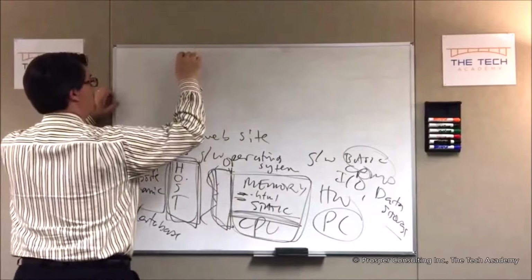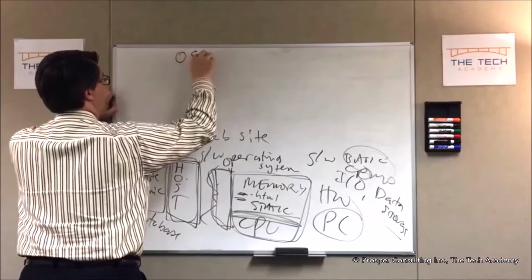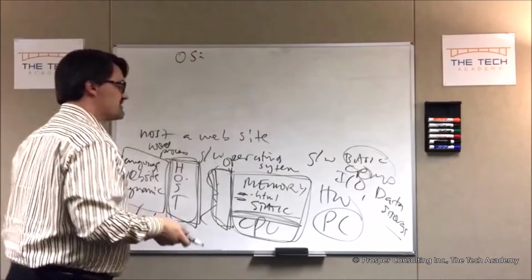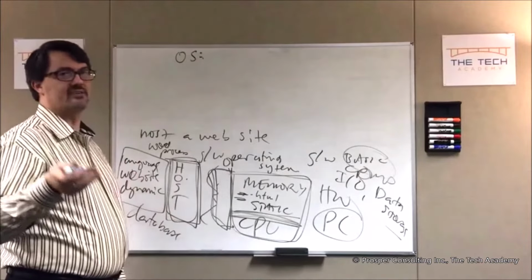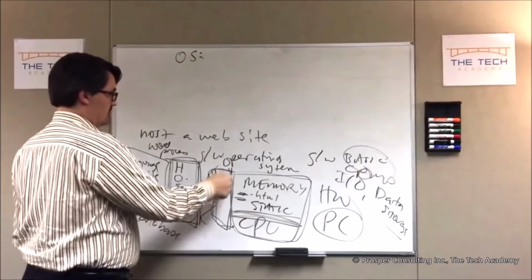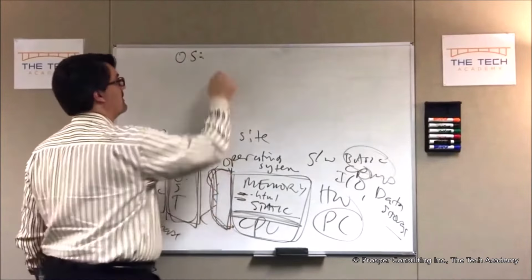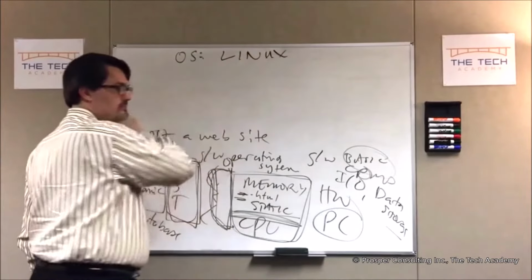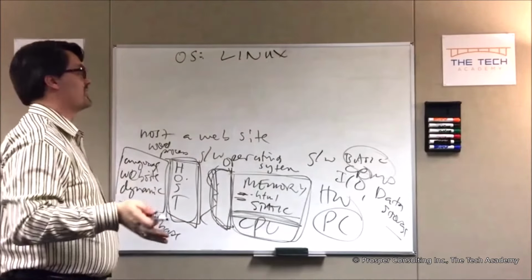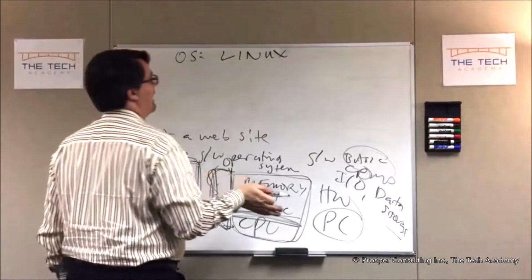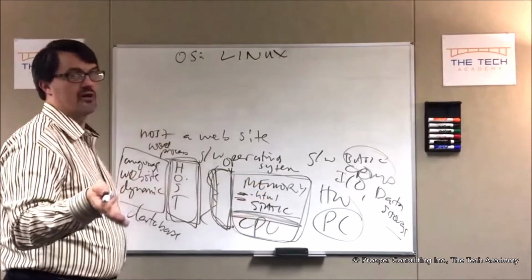First of all, the operating system. The operating system that's in use in almost half of the websites in the world, it's the part that sits right on top of the hardware, is Linux. This operating system was developed about 20 years ago, 25 years ago, and it's freely available. You don't have to pay for it.